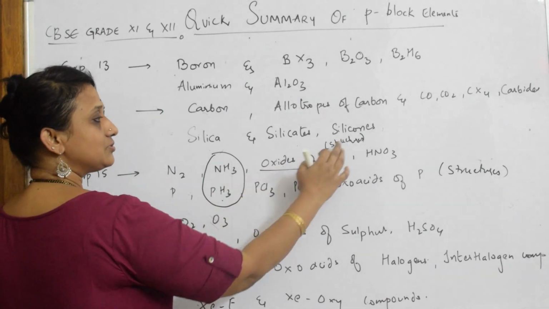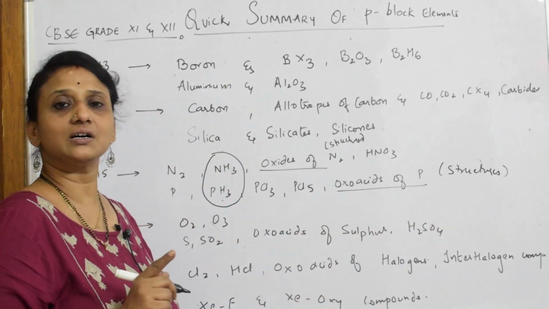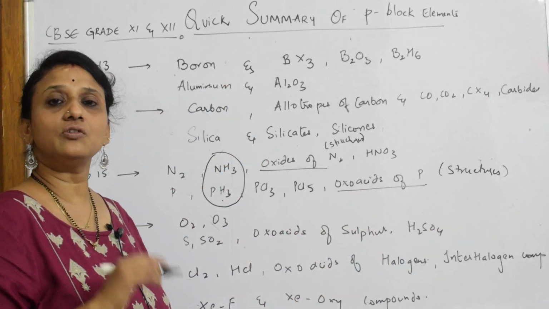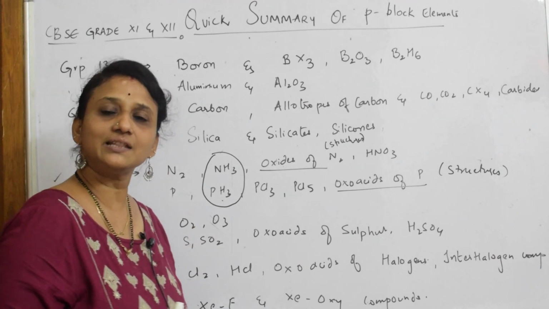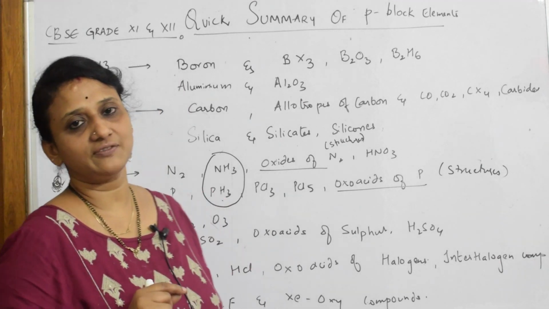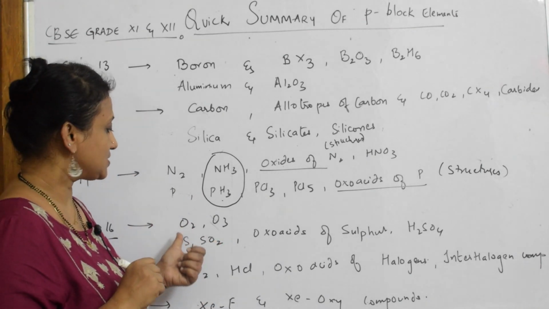So oxides of nitrogen, structures are compulsorily asked. Oxoacids of phosphorus, structures are asked. I already did a video of all those structures of P block elements. One separate video is there in the playlist. Please watch that video. After that, when it comes to group 16, we'll be learning about oxygen and sulfur.